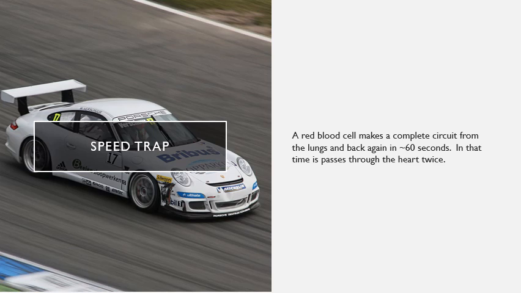Red blood cells move super fast. They can make a complete circuit of your body, from heart to lungs to heart to cells to the heart again in 60 seconds. They're passing through the heart twice in that loop.